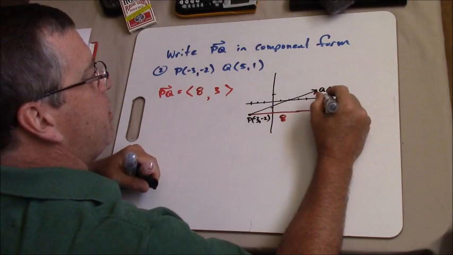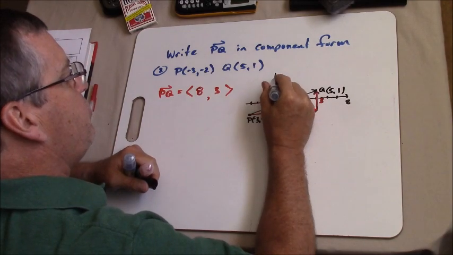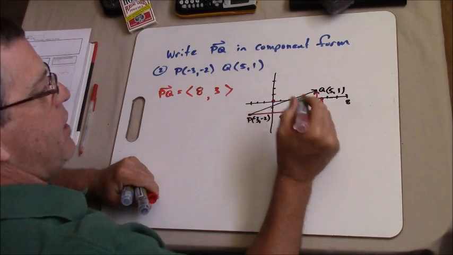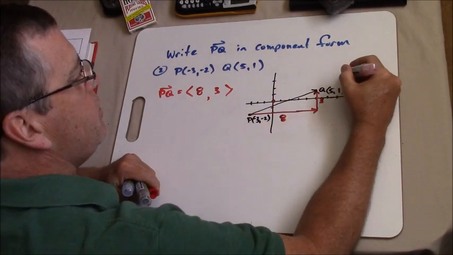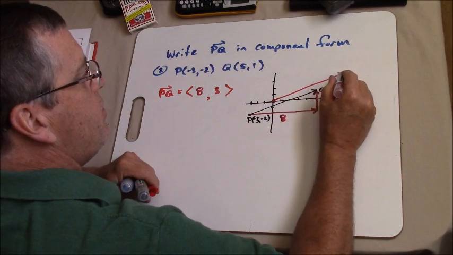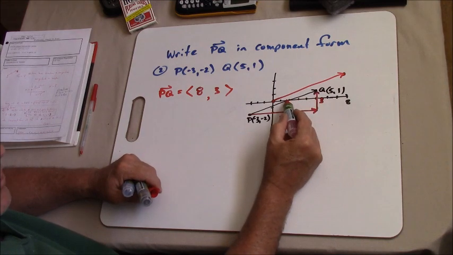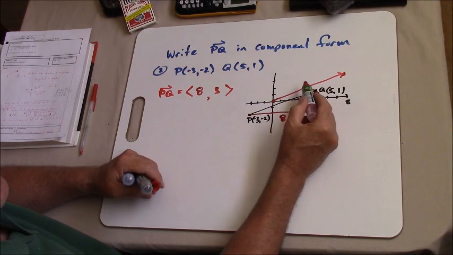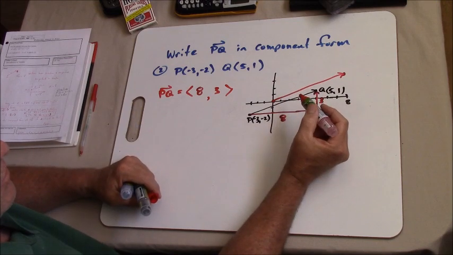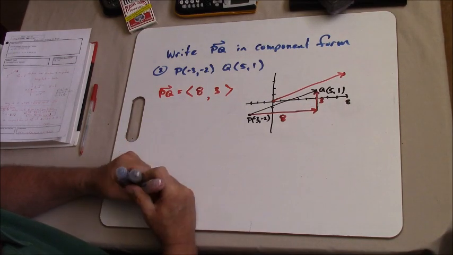Let me put some more tick marks here. That'll be 6, 7, 8. 1, 2, 3. If I start at the origin and I go out to the point 8, comma 3, this red vector here is equal to the black vector because they both have the same length, which is the magnitude, and direction. They're parallel to each other. So no matter where you move that to, they're considered equivalent.